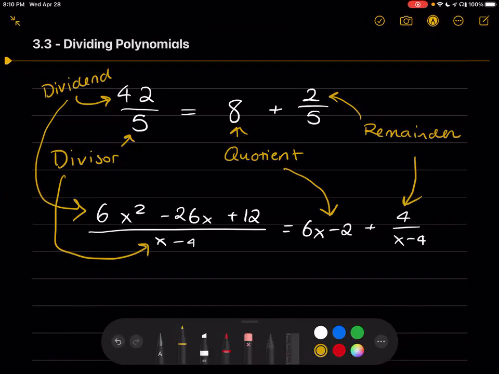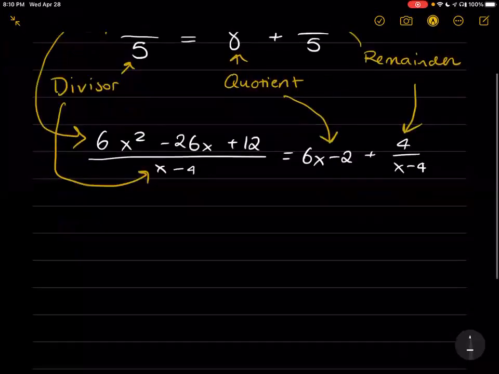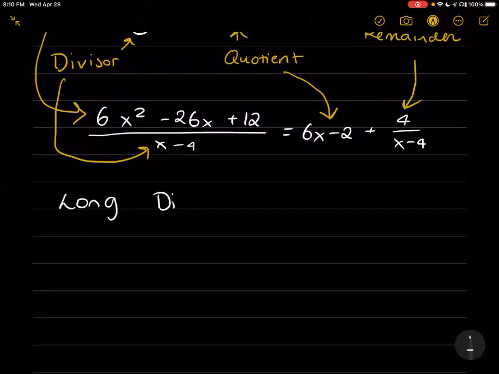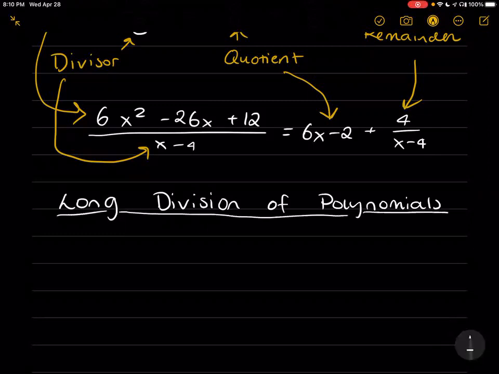Okay, so there are two main ways to divide polynomials. We're going to go over the main way first, and then I'll talk about a secondary way that you can use sometimes that works a little bit quicker than long division, which is what we'll cover first. So let's do long division. As with most things in math, this is best seen through an example. So let's go ahead and do one.